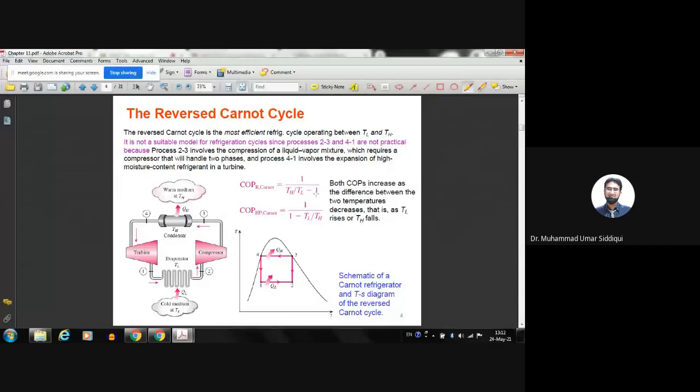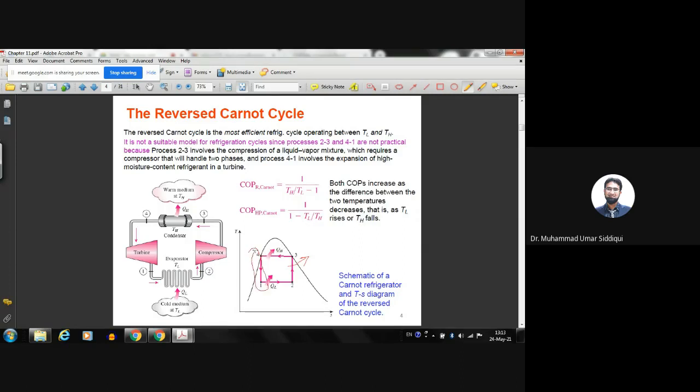The first thing is that, as in the same discussion, we cannot employ the reverse Carnot cycle directly inside the dome for the case of R134a. The reason is the compression and expansion stages. In the compression stage, the compressor cannot deal with two phases of the fluid, the liquid and the gas content at the same time. The gas compressors are different, the vapor compressors are different, and the liquid compressors, basically the pumps, are different. So here we are going to keep the compression stage in the superheated region.